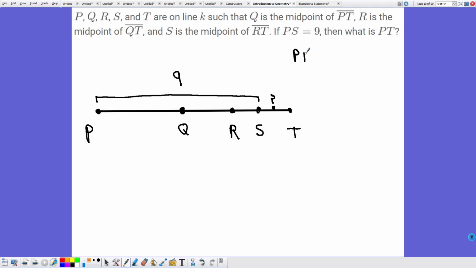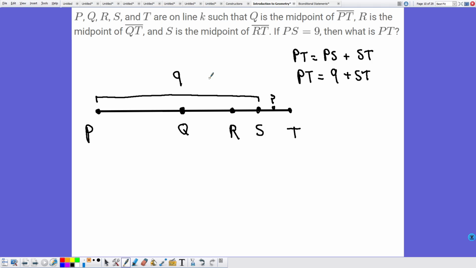PT is equal to PS plus ST. And then, of course, we know that PS has a value of 9, so I'll just substitute that in. So PT is equal to 9 plus ST. All right. Well, I don't know what ST is, so we hit a dead end for now. So what can we do from here?